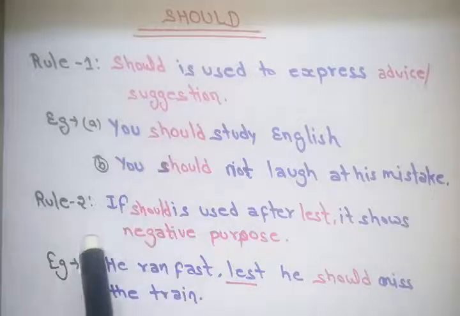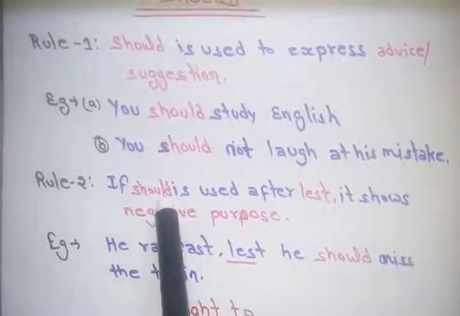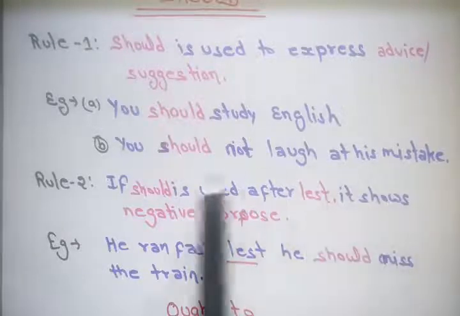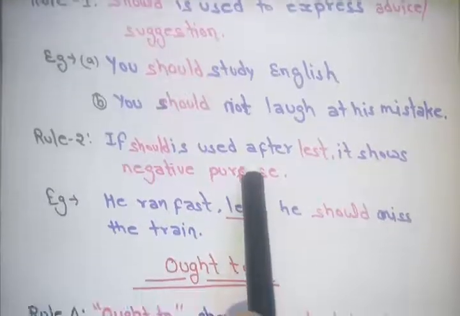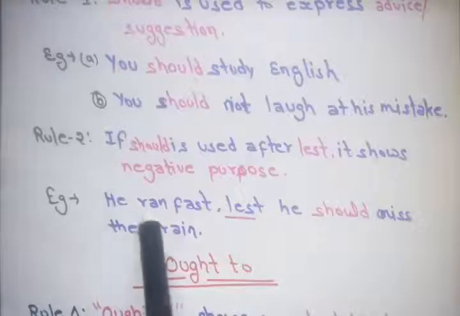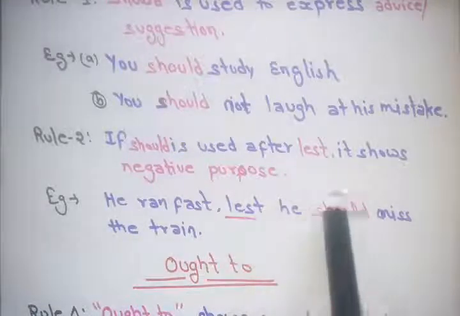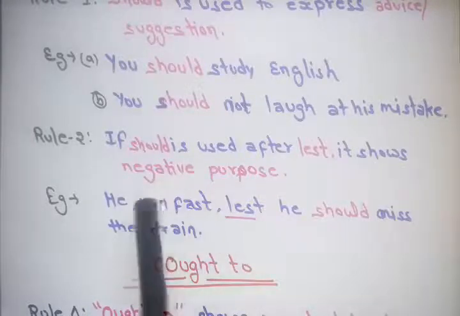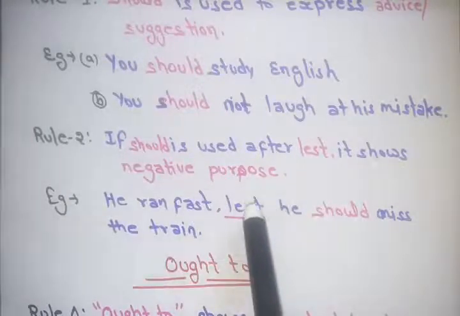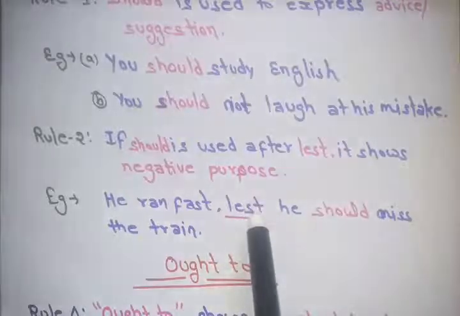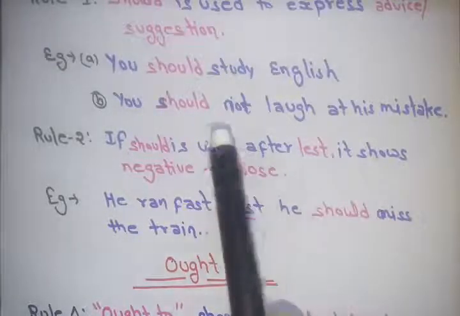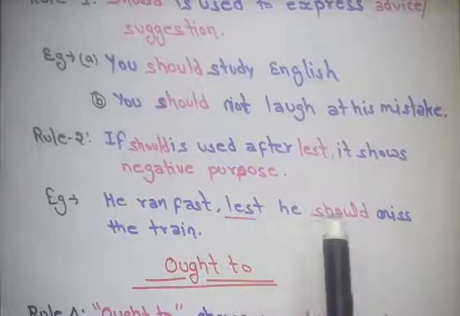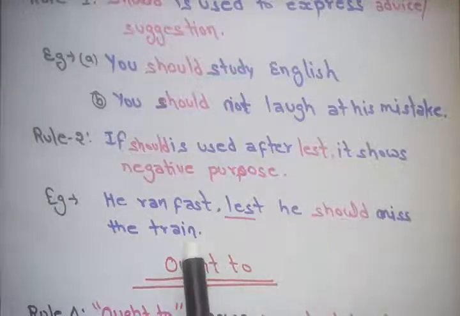And rule number two: if should is used after lest, it shows negative purpose. For example, he runs fast lest he should miss the train. So he runs fast; lest means so that he should not miss the train.